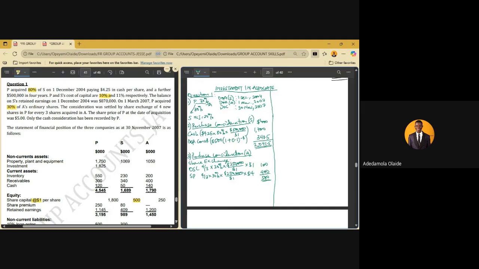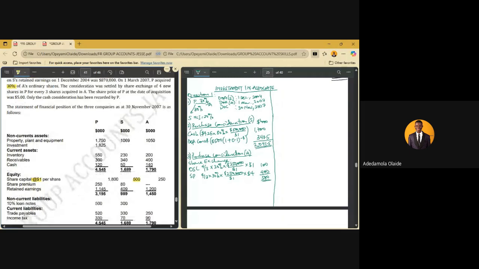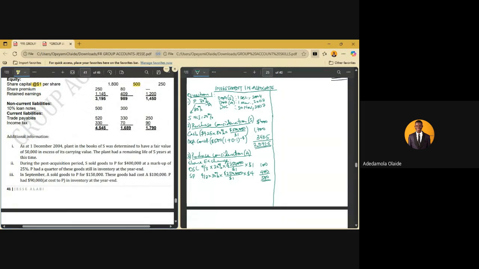So that has been sorted. We move to the next thing. At the year end, plant in the books of S, the subsidiary, was determined to have a fair value of 50,000 in excess of its carrying amount. That means we have a fair value surplus for S of 50,000. The plant had a remaining life of 5 years, so we create an additional depreciation: 50,000 divided by 5 years. But don't forget, from date of acquisition to now is 2005, 2006, 2007, that's 3 years. So we multiply by 3, and that gives us 30,000.